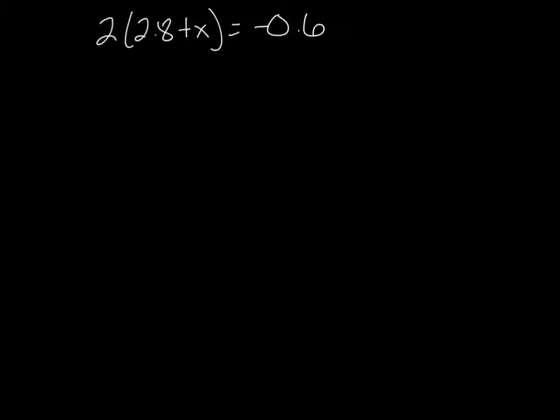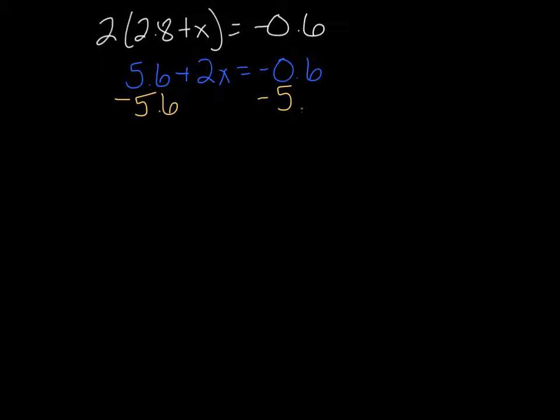Okay, first step would be to distribute. And then 2 times 2.8 would be 5.6 plus 2x equals negative 0.6. You would then eliminate fractions, which we don't have any. And the next step would be to combine like terms, which you don't have any, and then move variables to the same side. You only have one variable. And the last step is to use inverse operations to solve. So we will do that.